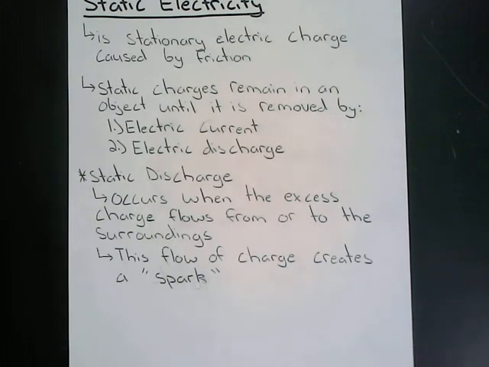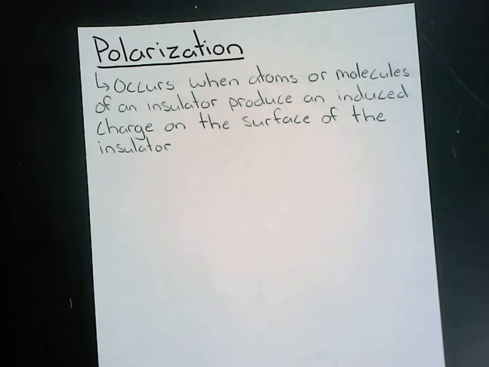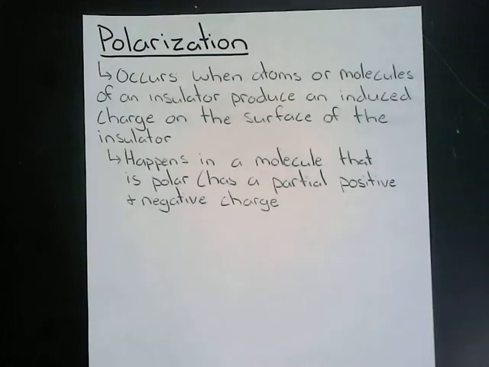Okay, so we can move on to another term and definition, and that is polarization. Polarization is going to occur when atoms or molecules of an insulator produce an induced charge on the surface of the insulator. This is going to happen in a molecule that is polar, or one that has a partial positive and negative charge. A great example of this is water.